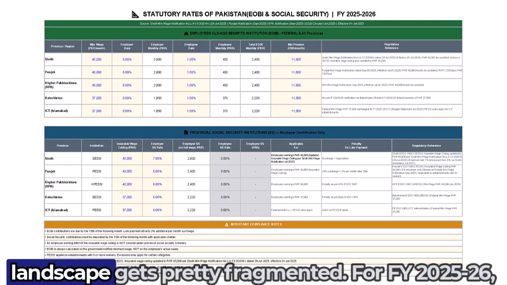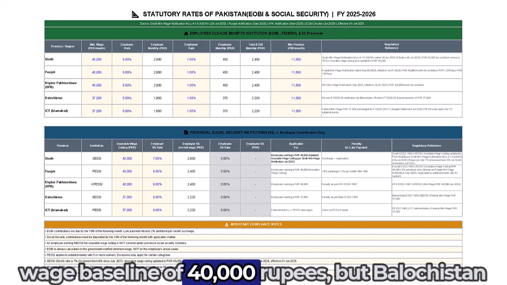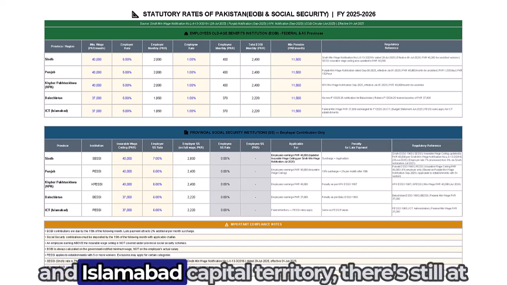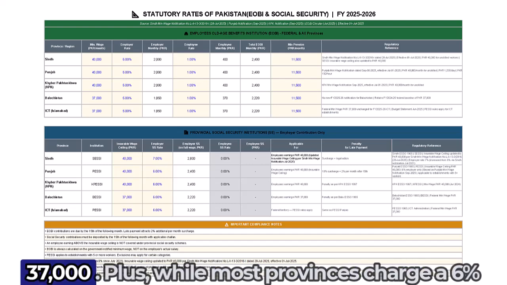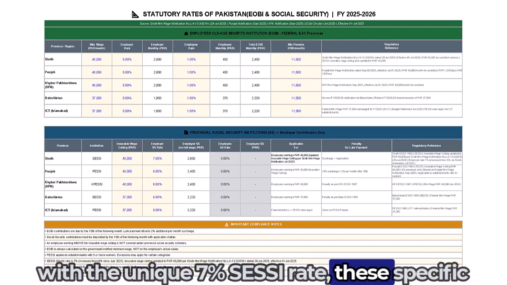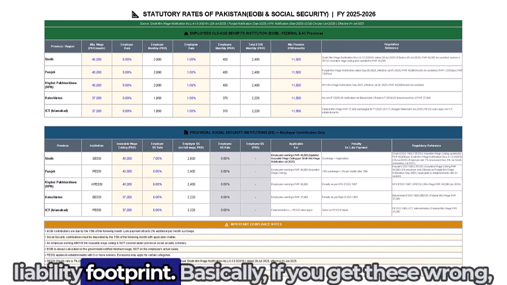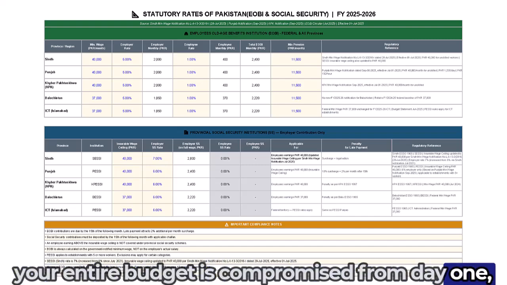And regionally, the landscape gets pretty fragmented. For FY 2025-26, Punjab, Sindh, and KPK are sitting at a minimum wage baseline of 40,000 rupees. But Balochistan and the Islamabad Capital Territory, they're still at 37,000. Plus, while most provinces charge a 6% Social Security rate, Sindh is actually an outlier with a unique 7% SESSI rate. These specific numbers are the foundational logic for your whole liability footprint. Basically, if you get these wrong, your entire budget is compromised from day one.